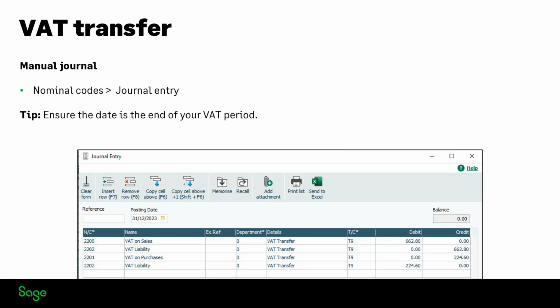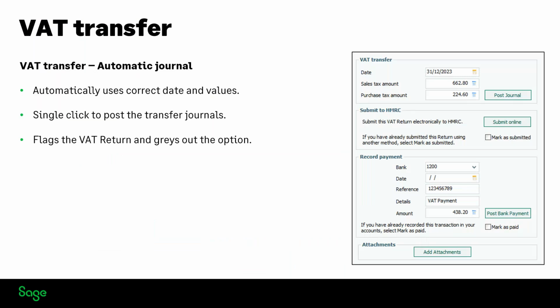Now again, to cut that long story very short, in your software, in the VAT return wizard on the right, you've got the VAT transfer option. So you've got this option to click post journal, so one click and it's done. It does those journals for you. Once you do that, it'll flag the VAT return itself to say that's been completed, and it will grey out that option so you can't do it again. You don't want to be going in and doing it multiple times.